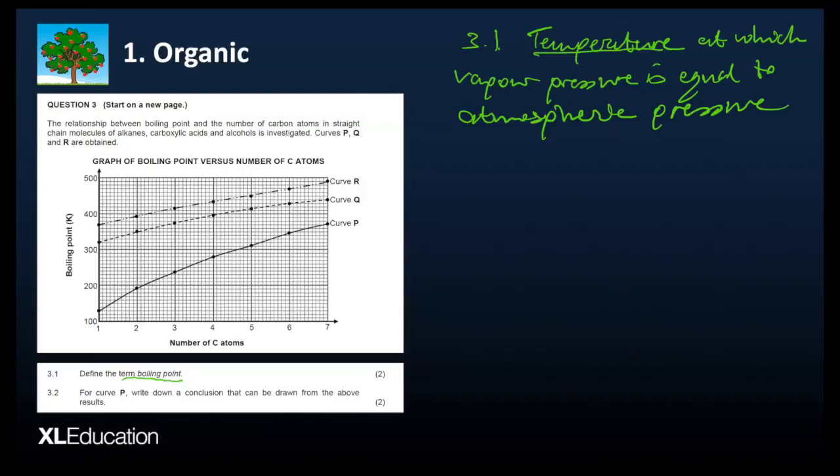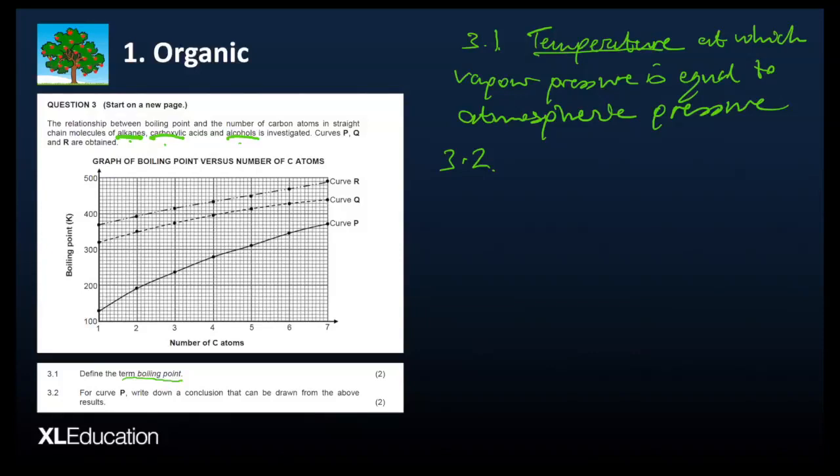Fine. Let's move on. From curve P, write down a conclusion that can be drawn from the above results. Let's read from here. We are told that we have alkanes, carboxylic acids, and alcohols. Right. So from there, we should know the knowledge concept being tested. We should know the difference in boiling points between alkanes, carboxylic acids, and alcohols.